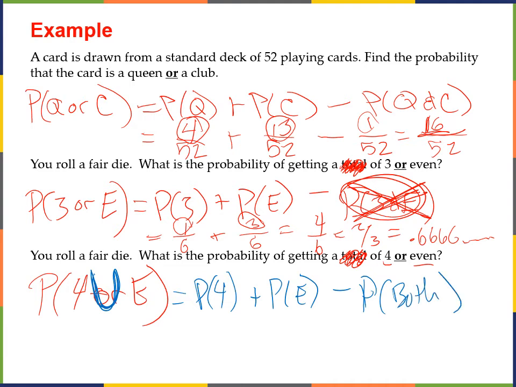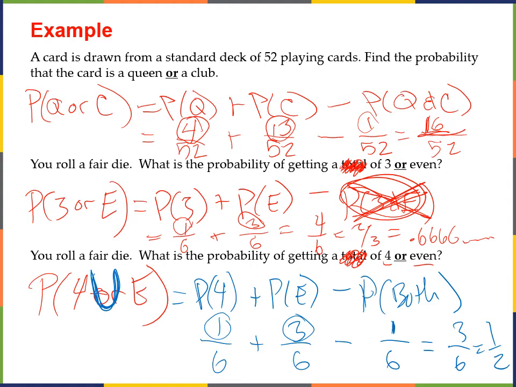Well, there's 1 four out of the 6. Again, there's 3 evens out of the 6, but that 4 is counted here and it's counted in the evens. So how many 4 and even? Well, just one of them, the 4, and we subtract that out. And so the probability of getting 4 or an even would be 1 over 6 plus 3 over 6 minus 1 over 6, so 3 over 6, or 1/2.